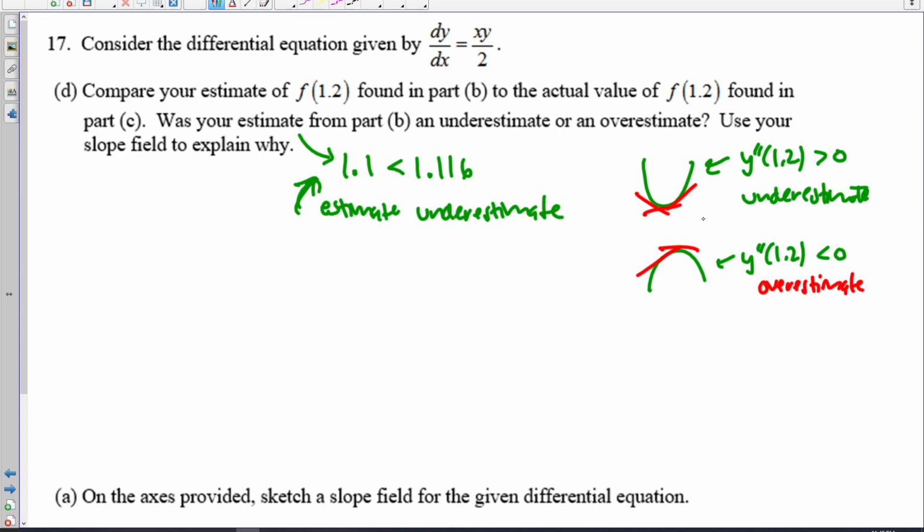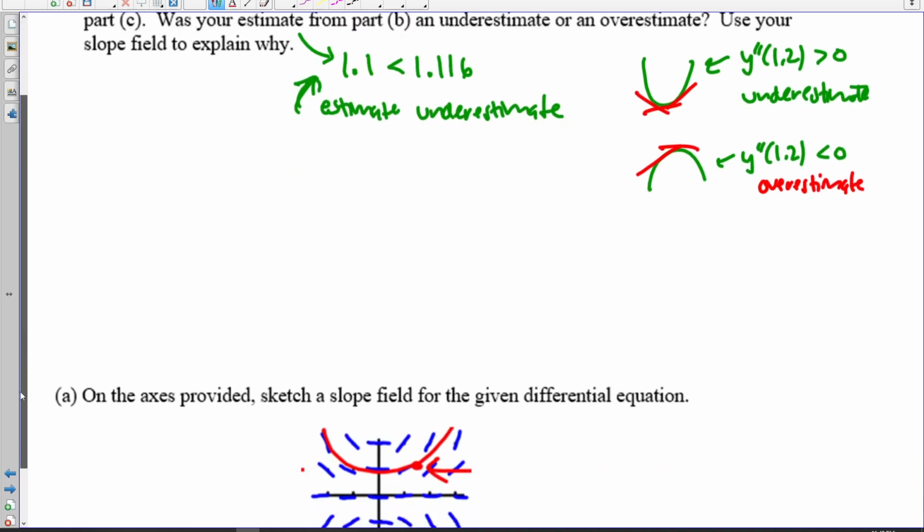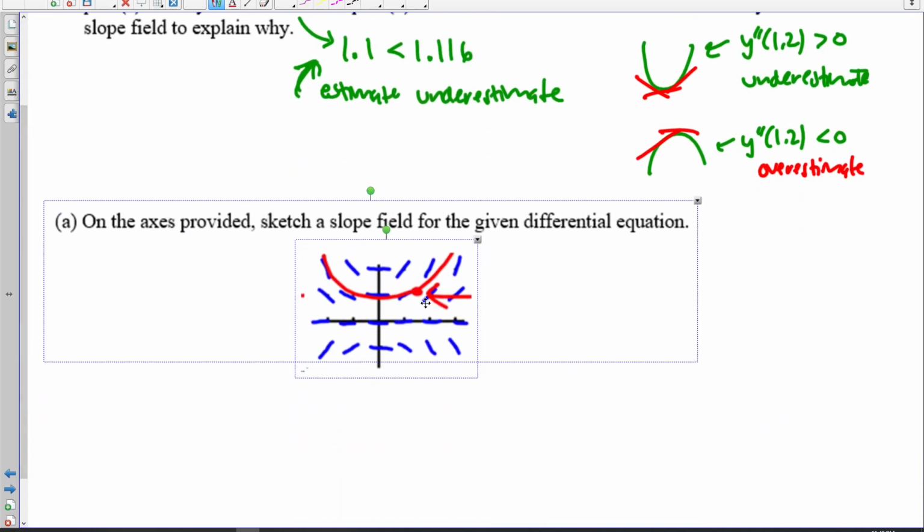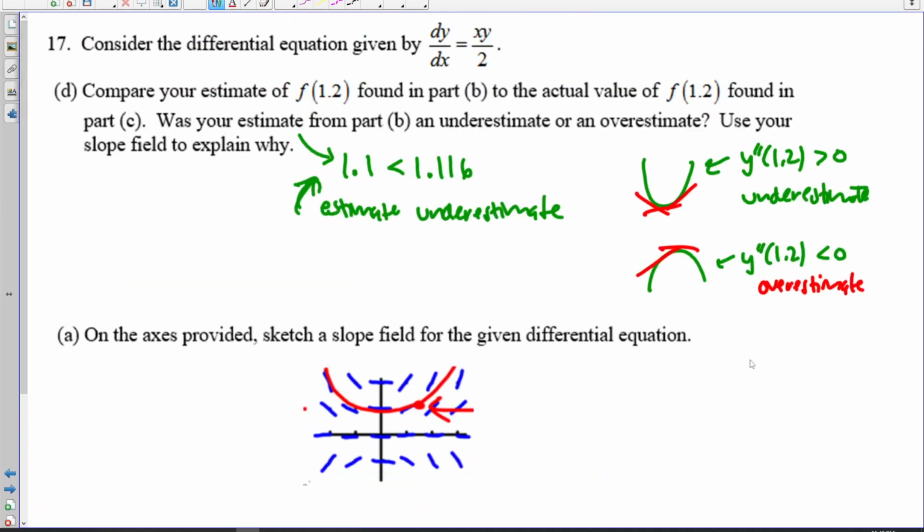And so if we go look at our slope field, this is already drawn in. If we go to 1.2, somewhere right here, and come up, do you see you get something concave up? And if you get something concave up, then any tangent line you draw to it is going to be below the answer. And so therefore, the estimate is an underestimate.